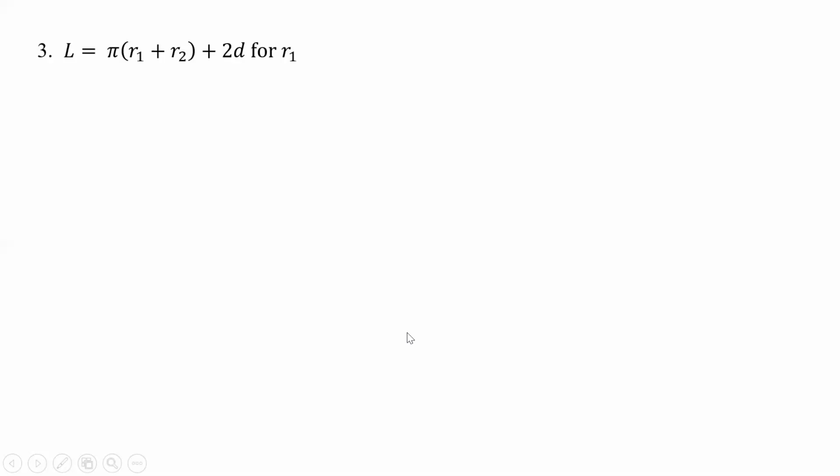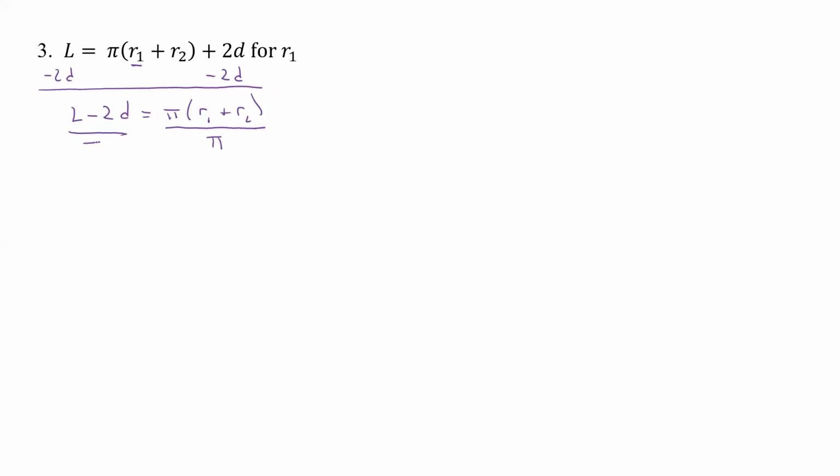What about this one? We want to solve for R1. So we want this little thing here, but we have all of that here. So first thing we have to do is get rid of that 2D. So we're going to have to subtract 2D from both sides. So that's going to be L minus 2D equals pi times R1 plus R2. Now we want R1, so we have to get rid of this pi next. So let's divide by pi. So we have L minus 2D over pi equals R1 plus R2.